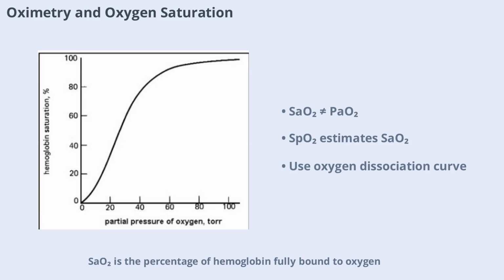SaO2 is the percentage of hemoglobin fully bound to oxygen, measured from arterial blood. Pulse oximetry estimates SaO2 as SpO2, but SpO2 does not equal PaO2.